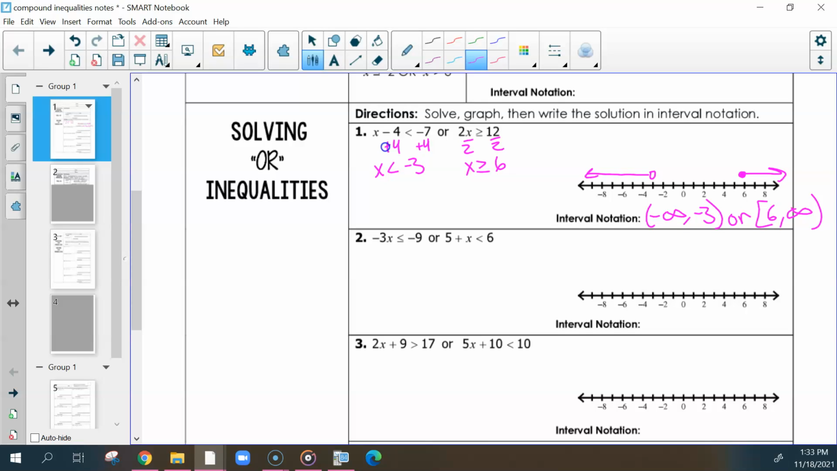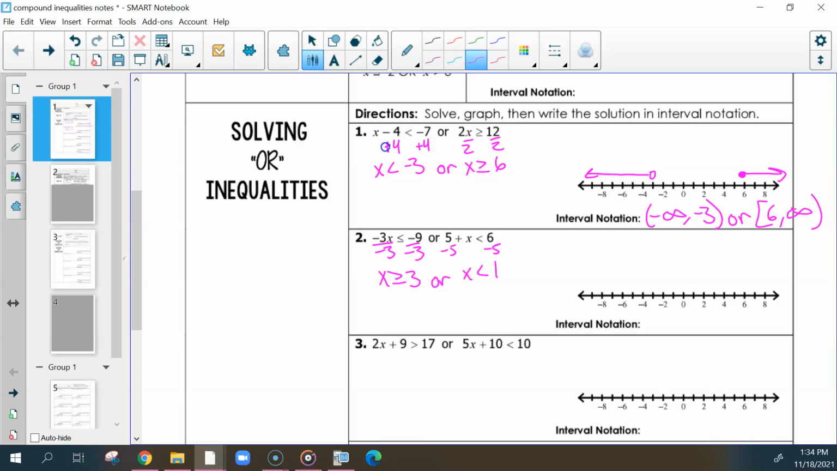For number 2, and we're not going to do all of these, we're just going to jump around to a few. Number 2, same thing, solve both inequalities. So in this case, I'm dividing by a negative, so I have x is greater than or equal to positive 3. And I really should be bringing down this board just so I remember. And then I can subtract 5. So x is less than 1.